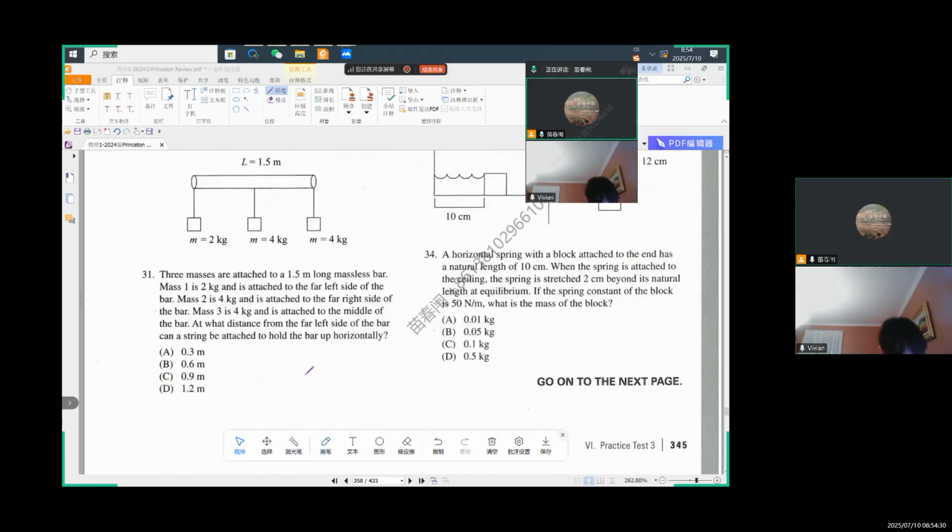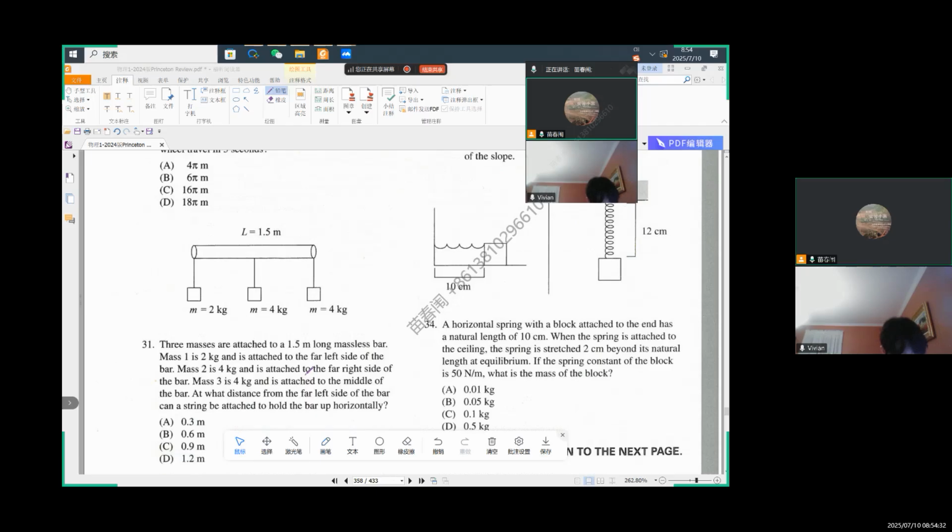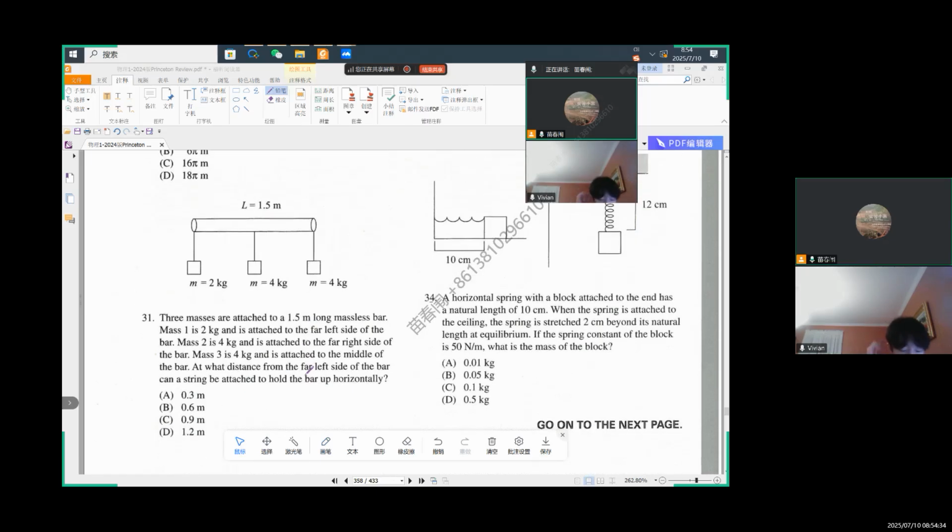Three masses. Is this 31? Three masses are attached to a 1.5 meter long massless bar. One is 2 and is attached to the far left, and then this 4, and then the third is 4. At what distance from the left of the bar could we hang the bar horizontal?